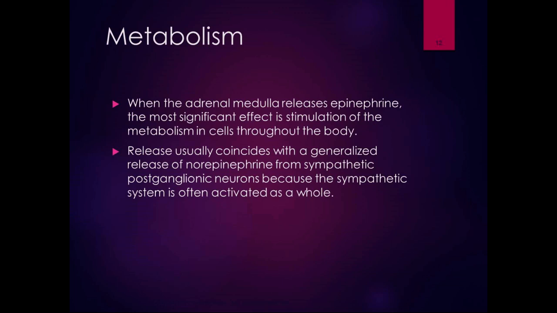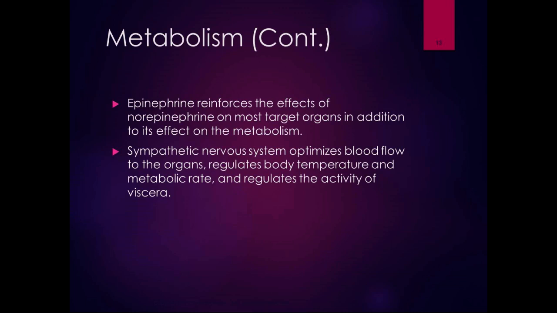You get that fight or flight, it's really fast, the whole system gets activated, your system's flooded with norepinephrine, and you can react to what's going on. The epinephrine reinforces the effects of norepinephrine on most of the target organs, in addition to the effects on metabolism. The sympathetic nervous system optimizes blood flow to the organs, regulates body temperature and metabolic rate, and regulates the activity of the viscera. That is the main thing I want you to know for that learning objective. Optimizes blood flow in the organs, regulates body temperature and metabolic rate, and regulates the activity of the viscera.